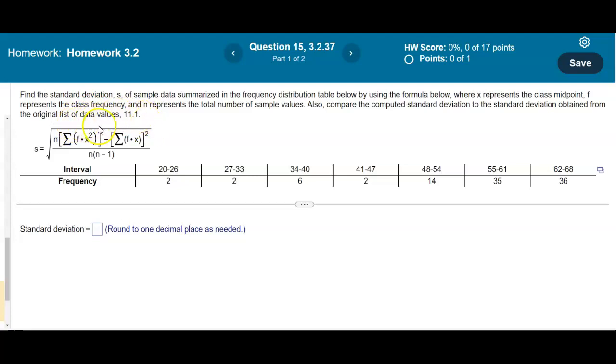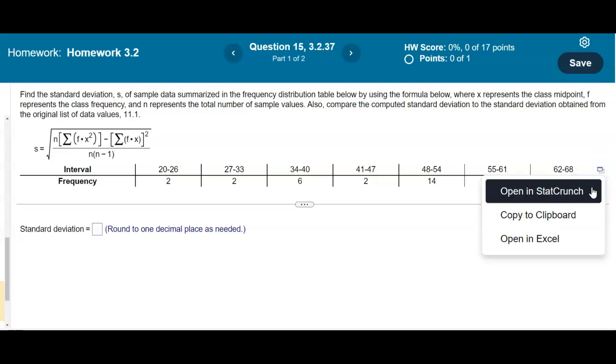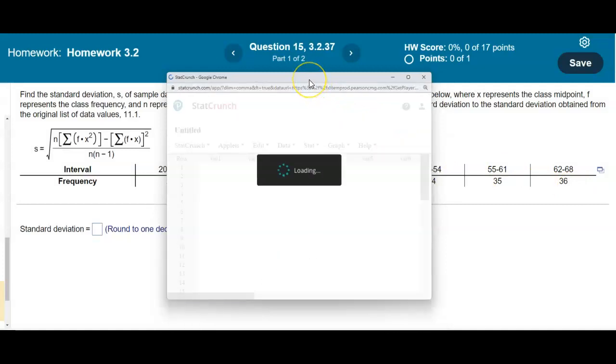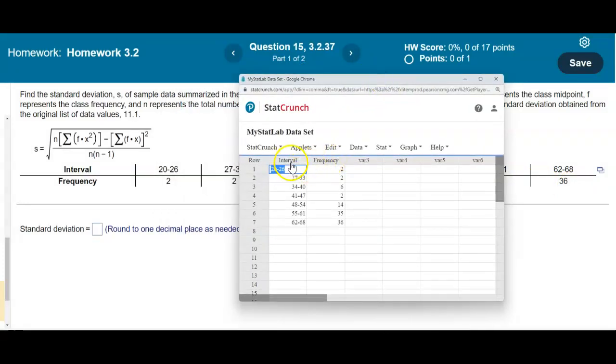Now, here we can use the formula, which you can see in the lecture notes. I'm going to show you how to use this when you're using StatCrunch. So over here, we're going to open up this data in StatCrunch. I'm going to go ahead and click on that, open up in StatCrunch. And then we have our two columns. We have our interval column, and then we have our frequency column.